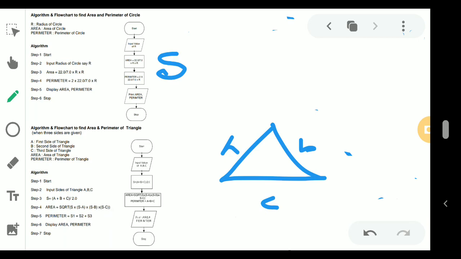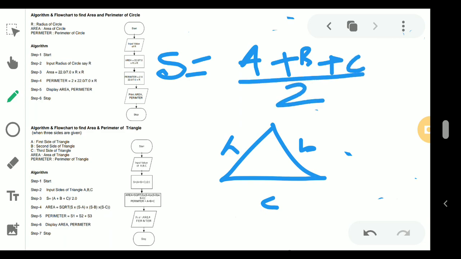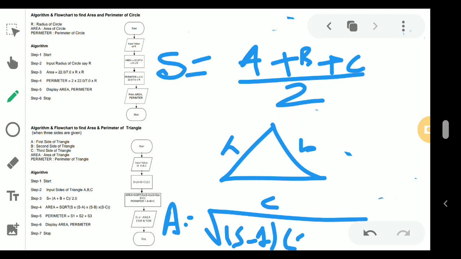To find the area, first we need the semi-perimeter formula S. S is the summation A plus B plus C, divided by 2. If we get the S value, then we can find the area. Area is the square root of S into S minus A into S minus B into S minus C. So first we have to find the S value. Let's start with the algorithm.